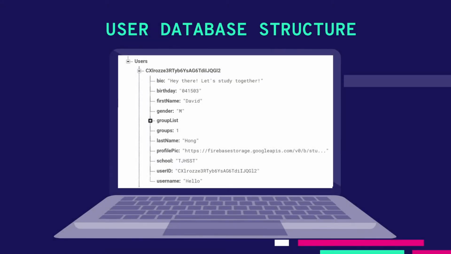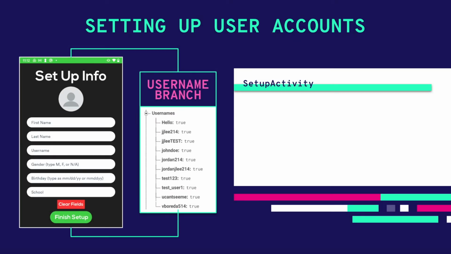In the real-time database, this is how we wanted to store user account data. We have an overarching branch called users, and within it, we store user data under the unique user IDs generated by Firebase. For each user, we wanted to store their bio, birthday, first name, gender, the list of study groups they're in, the number of groups they're in, their last name, a URL to their profile picture, their school, user ID, and their username.